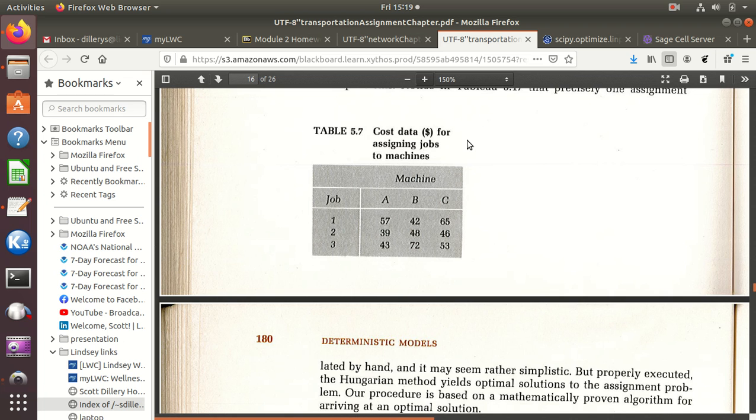As you look at this, what we want to do on this particular problem is assigning jobs to machines. Okay, so this is what we want to do. As you look at this problem, the objective is, in this case, to minimize cost.